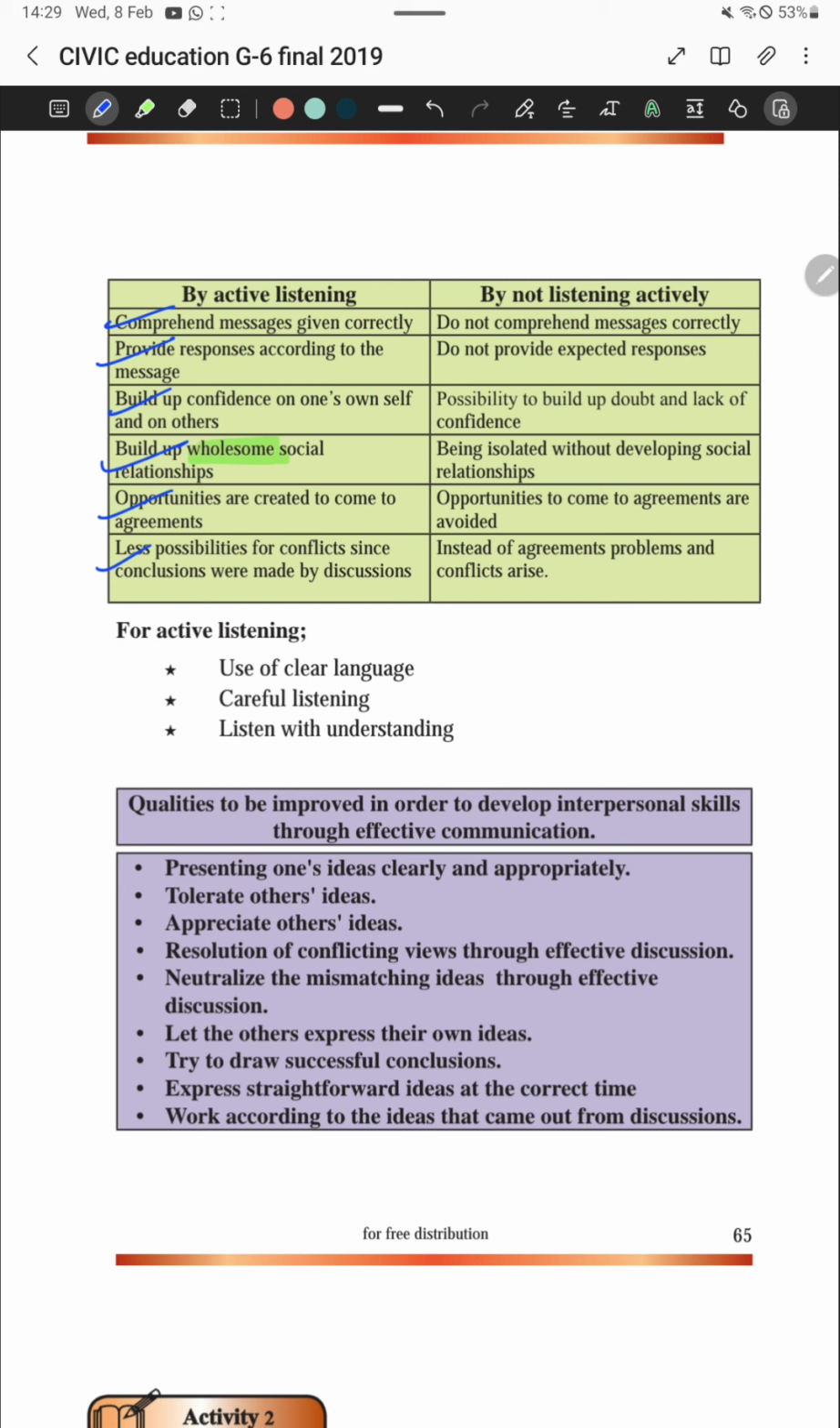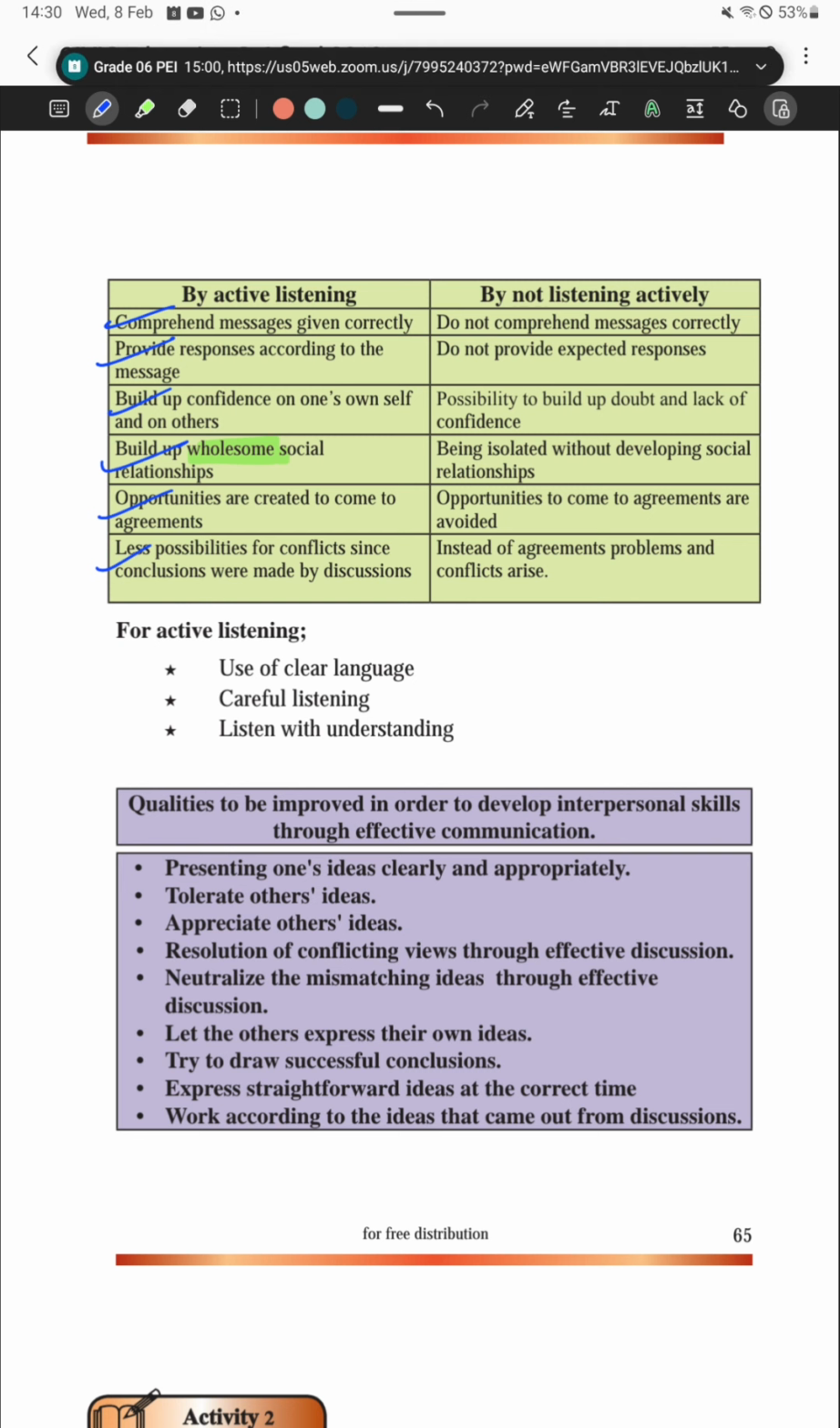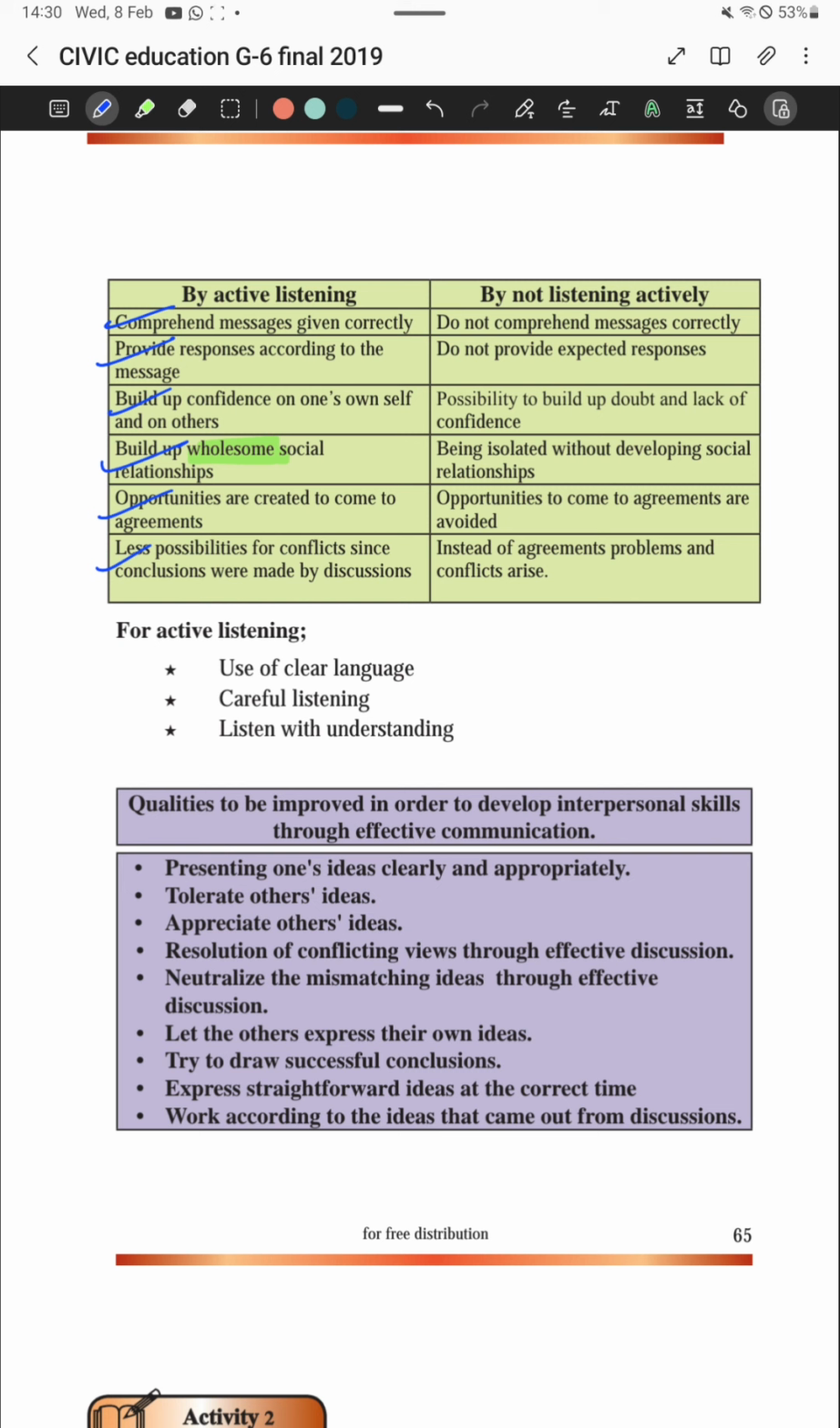The opposite will happen if you are not an active listener, right? Sometimes you will not comprehend the message correctly. If you are listening to a person and it is a boring speech, you will not get the responses correctly, right? And then there are possibilities to build up doubts. There will be doubts if you are not listening to the person.